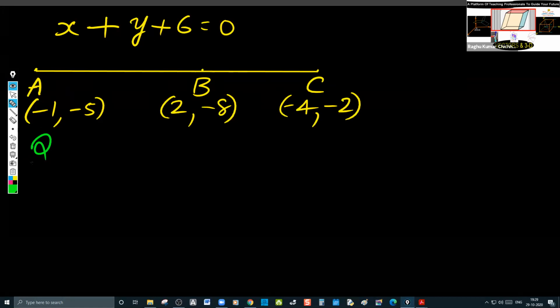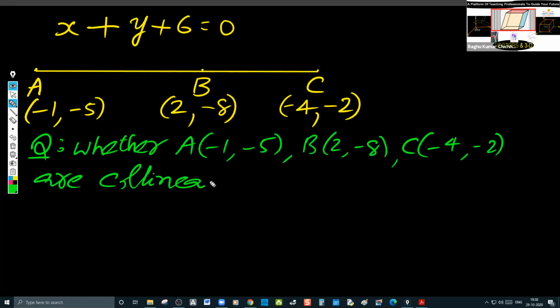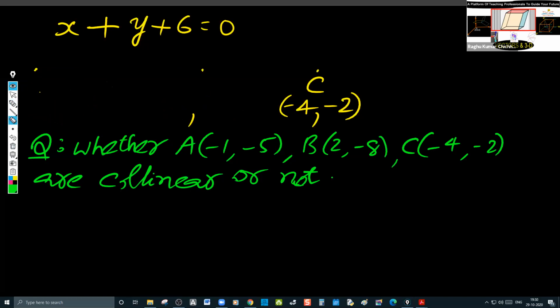Now, whether A(minus 1, minus 5), B(2, minus 8), C(minus 4, minus 2) are collinear or not. To form the question, the professor must have a theoretical base, a standard result. I have taken a straight line, and from this line only I have formed these 3 points. Now I know these three are collinear. But if this question is given, suppose you don't know this, you don't know whether they are collinear or not.